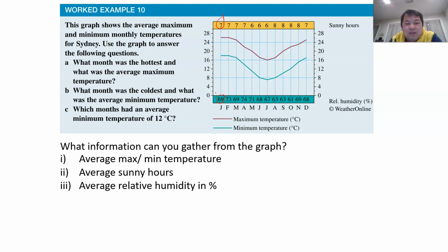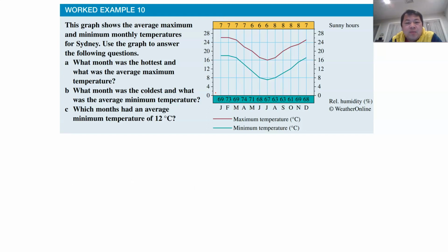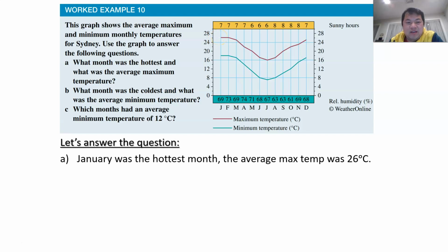With all this information, we're supposed to solve these few problems. What month was the hottest and what was the average maximum? We're looking at the hottest, so it's the red line. Which month is the hottest? The red one seems like this is the highest point, right? Which month was that? That's January. And what was the average maximum? It's about 26, isn't it? That's right.